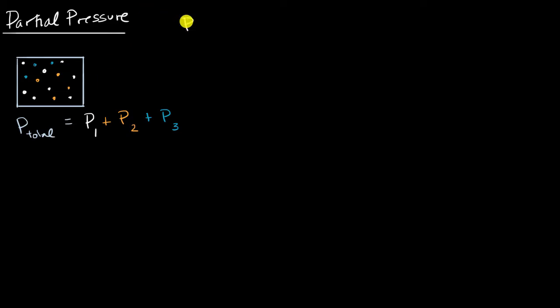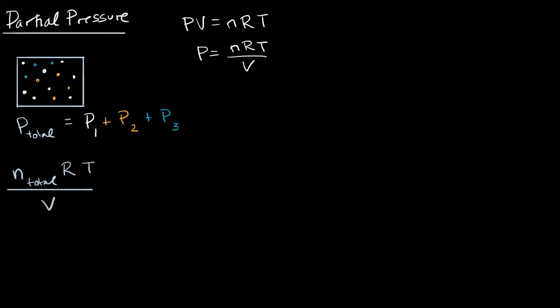Remember, the ideal gas law tells us that pressure times volume is equal to the number of moles times the ideal gas constant times the temperature. And so if you were to solve for pressure here, just divide both sides by volume, you'd get pressure is equal to nR times T over volume. And so we can express both sides of this equation that way. Our total pressure, that would be our total number of moles. So let me write it this way. N total times the ideal gas constant times our temperature in Kelvin divided by the volume of our container.